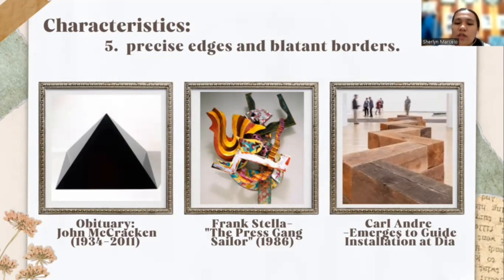Second naman is Frank Stella, the Press Gang Sailor. So, dito naman may blatant border siya. Marami siyang sulok-sulok na pinapakita. And marami din siyang ginamit dito. Which is a minimalist kasi although complicated yung position niya, pero iisang artwork lang siya.